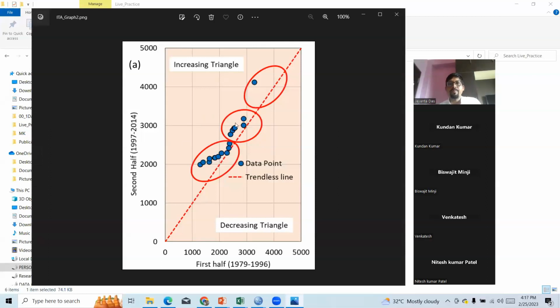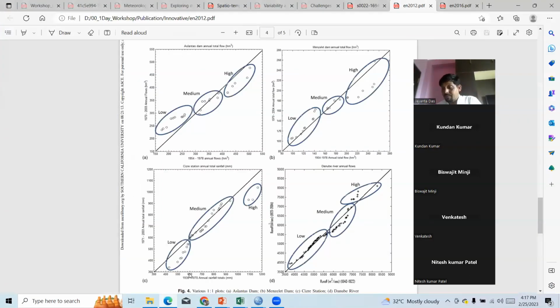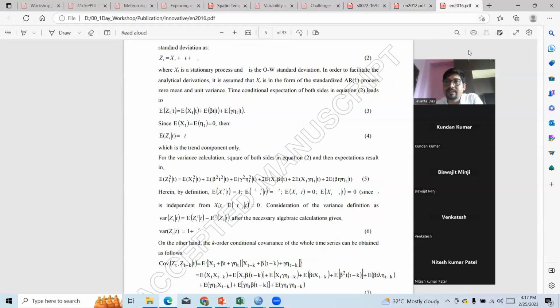We can say it's a low, medium, and high. Same as proposed by Jakiashin in 2012. After that, in 2016, Jacquier proposed magnitude of slope. In 2012, he didn't suggest any magnitude of slope. He just suggests that if it is close to this line, then magnitude is less. If it is far from this line, then magnitude is high. So it's qualitative, it's not quantitative.